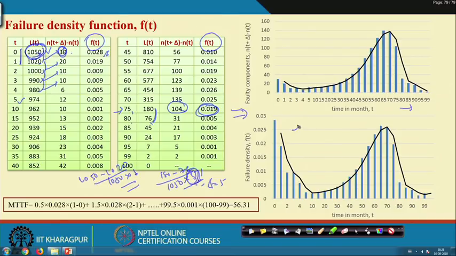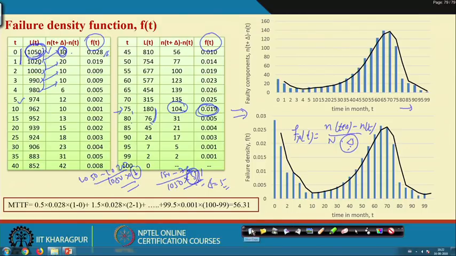So, that means our f(t) is n(t plus delta) minus n(t) by capital N into delta. You may forget this part. This delta will be the time difference here. Initially from 0 to 5 only one difference is there, but at the later stage the difference is 5. So, 5 will be divided. Keep in mind, many times we may commit a mistake here.